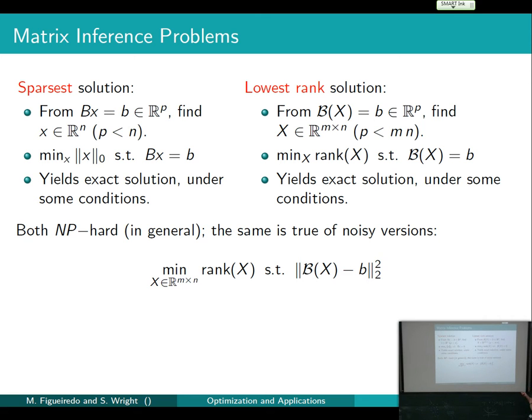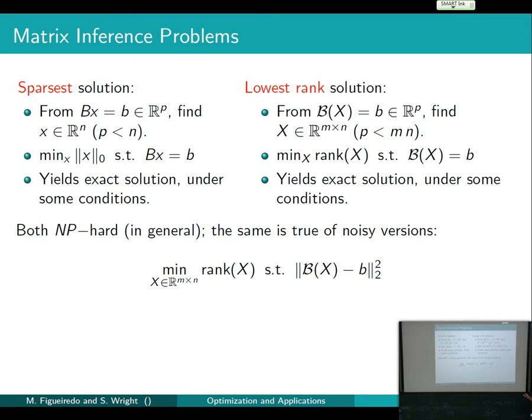Okay, so instead of looking for the sparsest matrix X that satisfies these observations, you might be interested in finding the lowest rank X, okay, that satisfies these observations. And under certain conditions on the observation operator here, you can show that if you're looking for a low rank X, solving this problem will actually find it.